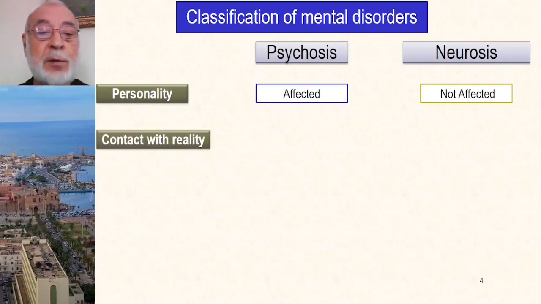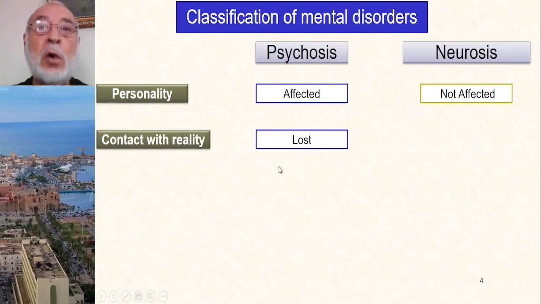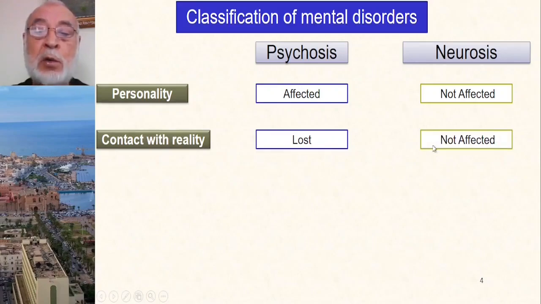A second difference in the contact with the reality. Usually in psychosis, the contact with reality is usually lost. The person lives in his own world. Contact with reality is lost. Where in neurosis usually the contact with reality is usually normal, and the person lives in a normal reality.